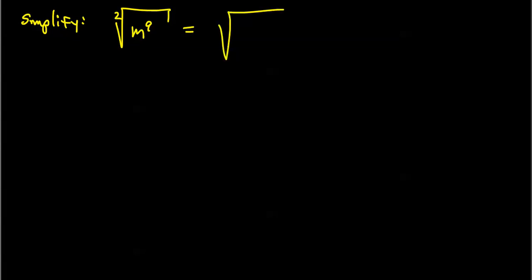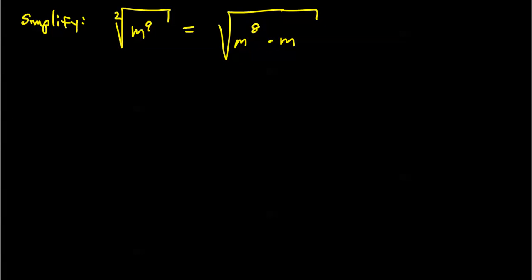Simplify the square root of m to the 9th power. Well, if my index is 2, and it is, and I've got an odd exponent on m inside that root symbol, it's pretty clear I'm not going to be able to take all these powers of m out from under that root sign, but I can take 8 of them out, right? I can break up m to the 9th as m to the 8th times m.